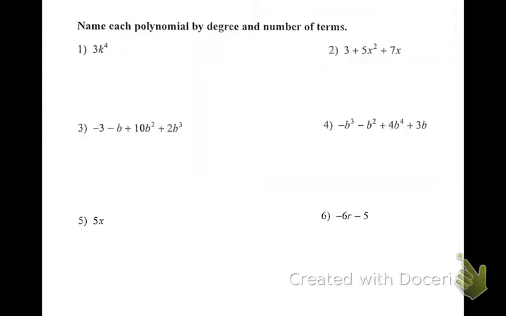Now, I'm going to only do the odds, and I'm going to let you guys handle all the rest. So here we go. 4, that means it's going to be a quartic. And since there's only 1 term here, it's a monomial. So on your homework, what you're going to have to do is rewrite the problem and then classify it by degree and number of terms.